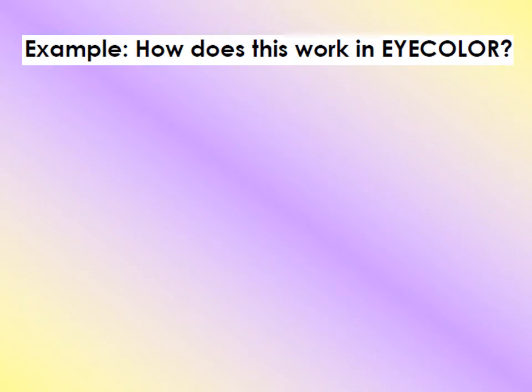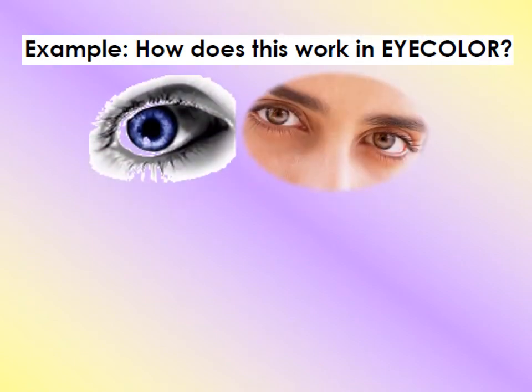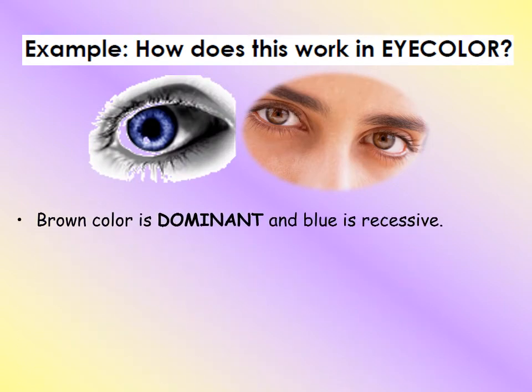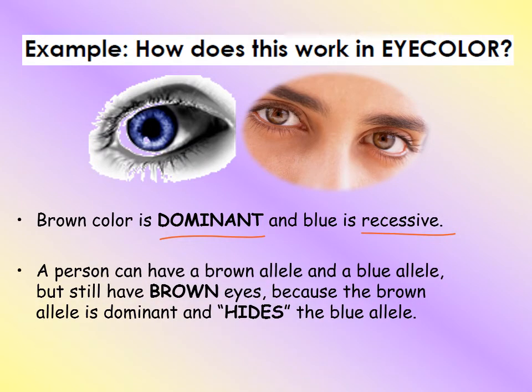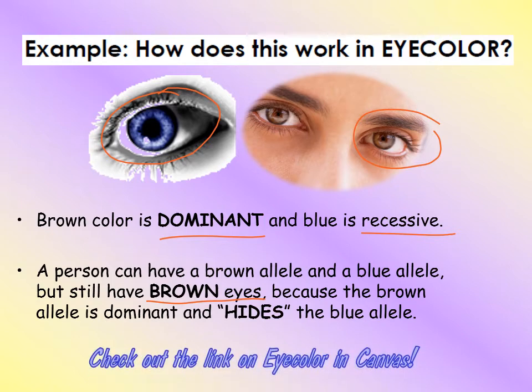So let's use a simple example with eye color. And I'm making eye color much simpler than it actually is because there's multiple genes that control your eye color. However, if we just take one basic example, we know that brown eyes is dominant and blue is recessive. So a person can have a brown allele and a blue allele in their genes, but they're going to have brown eyes because the brown eyes gets expressed and it covers up the blue allele that they're carrying. If you want to know more about eye color, there's a great link that I posted in the assignment in Canvas that tells all about eye color. And we will talk more about eye color. Eye color is more complex than we are making it.